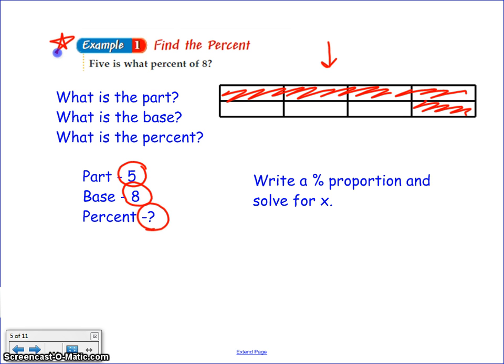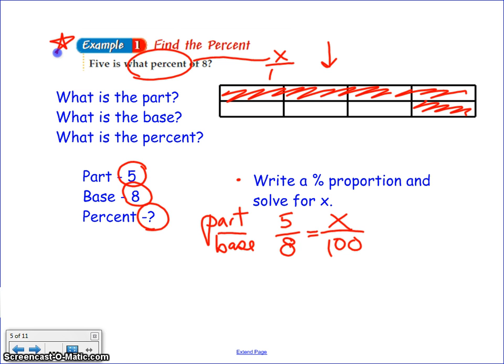So we're going to write our percent proportion based on what we know. We're going to put our part over our base. We have a part of 5 over the whole thing, which is 8. And we're going to set that equal to some percent. We're going to find out what percent it is. We don't know, so we're going to call that x over 100. Whenever you see what percent, think x over 100. I'm going to do lots of these guys, so don't panic if it feels uncomfortable right now. It's going to be really easy.